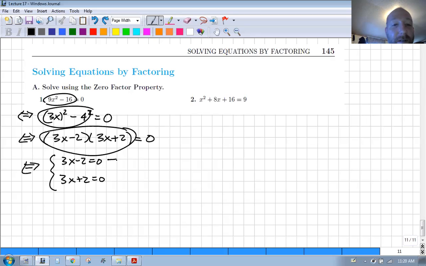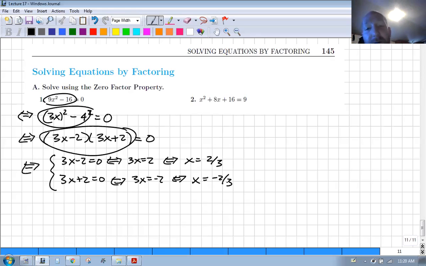So this one tells us that 3x is 2, or x equals 2/3. This one tells us that 3x is negative 2, or x equals negative 2/3. So these would be our two solutions. All right, number 2, let's do it on its own page here.